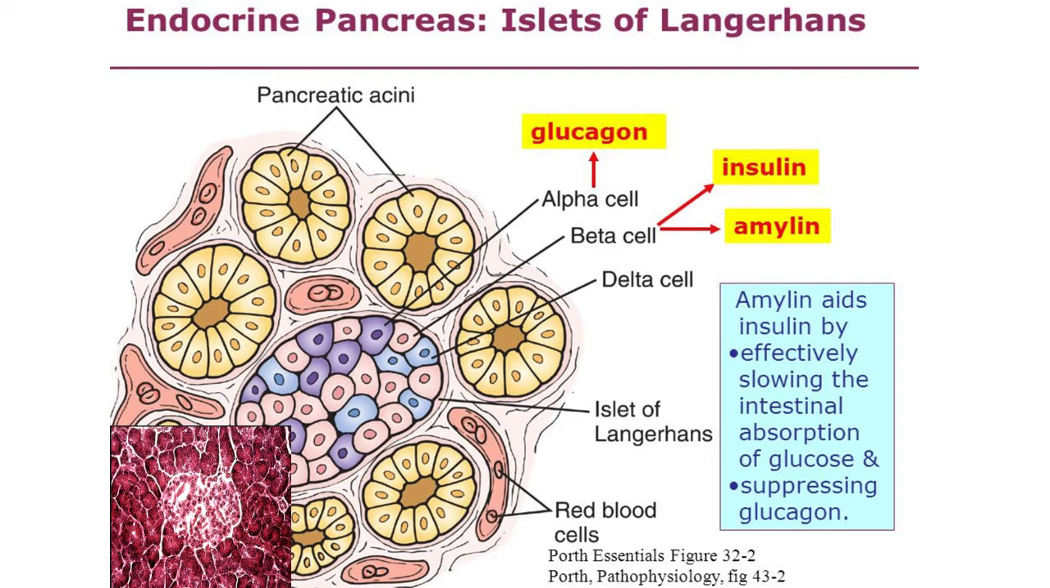The little tiny purple picture down in the left corner is just simply a slide of what these islets of Langerhans actually look like in the pancreas, which is kind of interesting. They really do look like the picture.